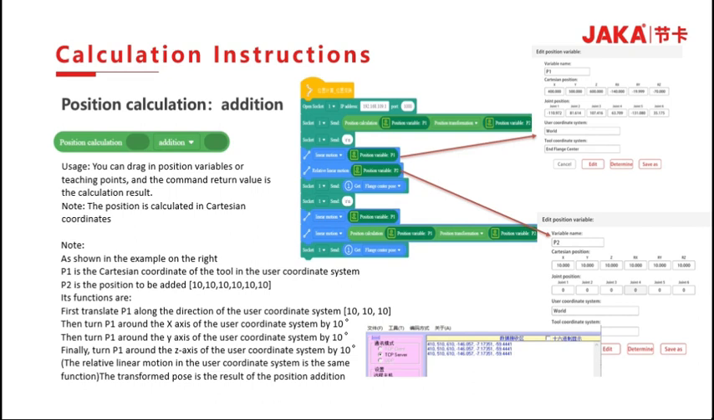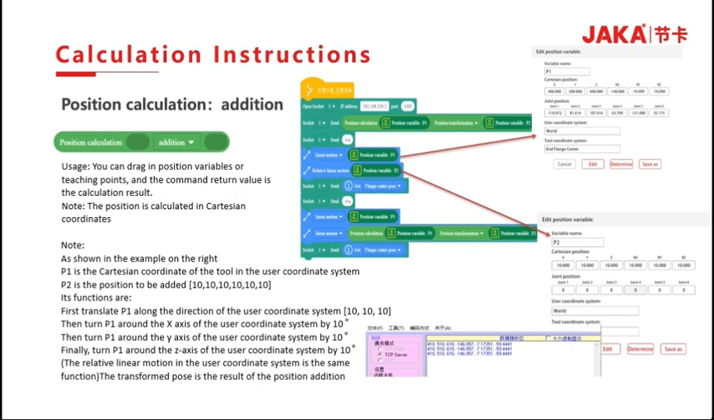P1 is the Cartesian coordinate of the tool in a user coordinate system. P2 is the position to be added, and the parameters are 6/10. Its function is to first move P1 along the user coordinate system x, y, z, shifting 10 millimeters in each direction, and then rotate P1 around the positive x-axis of the user coordinate system by 10 degrees.